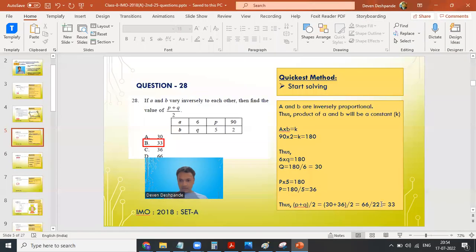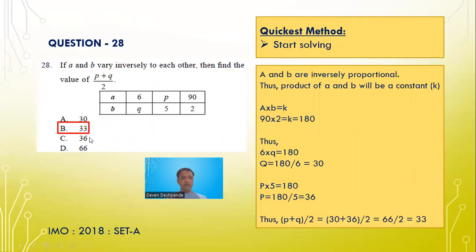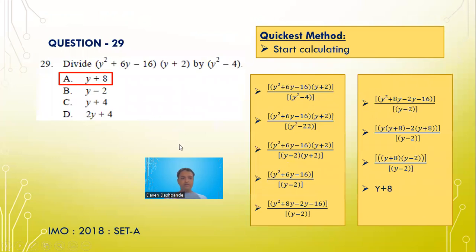Sorry, this is 66 upon 2, which is 33. So 33 here is the answer. Okay, divide y square plus 6y minus 16 into y plus 2 by y square minus 4.